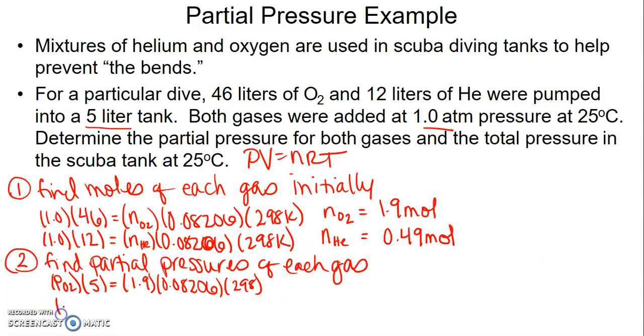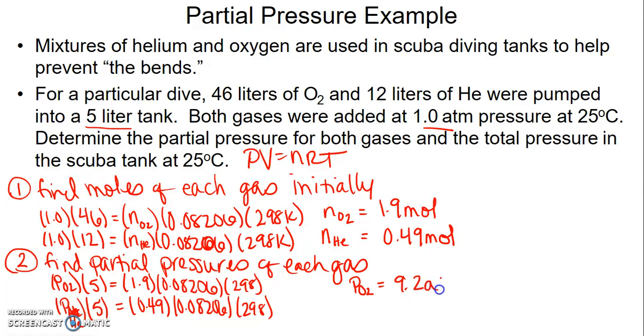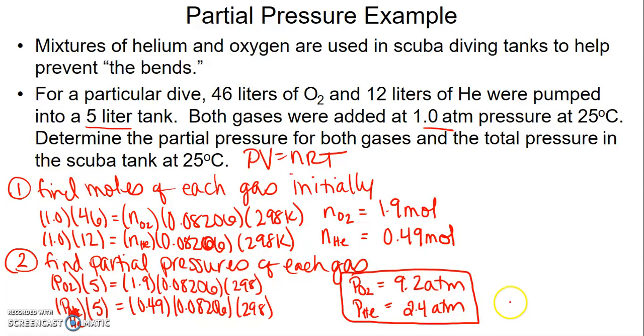And I'm going to set up the exact same equation to find this. And we're still in that 5-liter tank. 0.08206. And we're still 298. Oh, I did not mean nitrogen, I meant helium over here. And if we do a little math, you get that the partial pressure of the oxygen is 9.2 atmospheres. And in that scuba diving tank, the partial pressure of helium is 2.4 atmospheres. So that's the answer to the question that's being asked of the partial pressures.